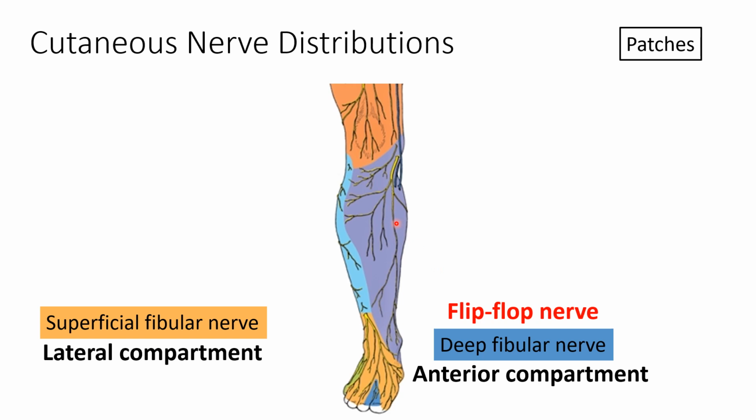We can see this nerve coming down in between the tibialis anterior and the extensor hallucis longus. It is deep in between there, and we can see it come out and extend into this area of the foot.